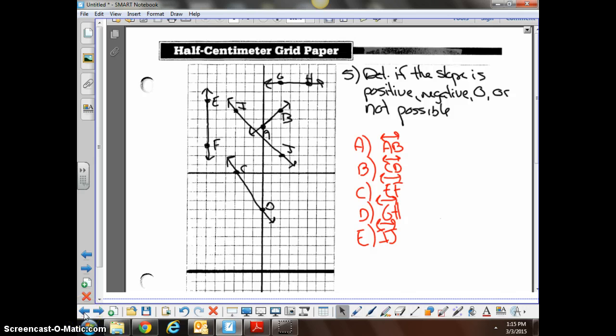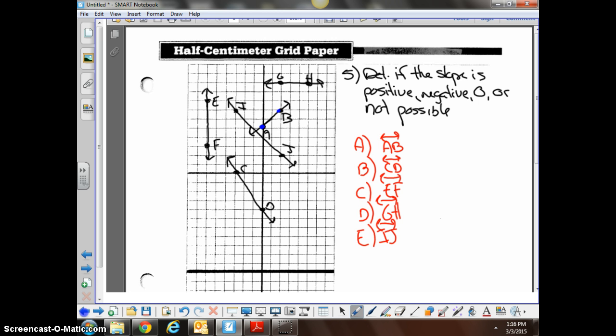We have AB. Positive, negative, 0, or not possible, Michael? Positive. Michael, explain why AB is positive. It's going up, so the slope must be positive, because if you go up 2 and right 2, that would be positive. So my question to you would be, prove that it's positive. And you would use what keyword that we just learned? Starts with an S and ends in lope. Oh, slope.